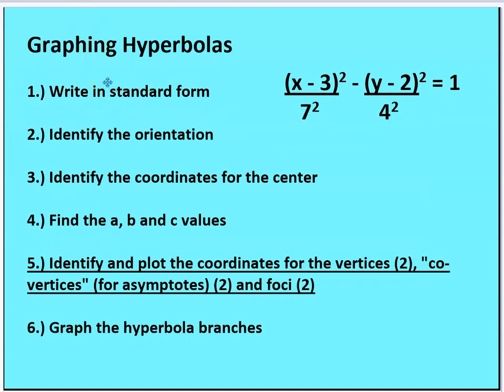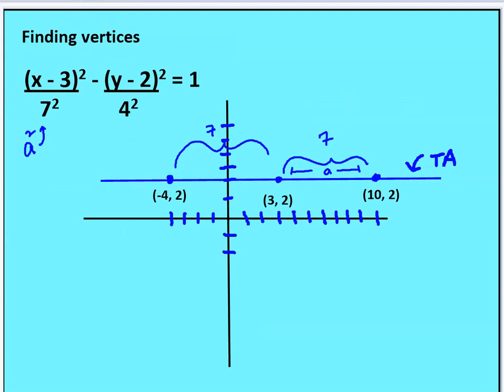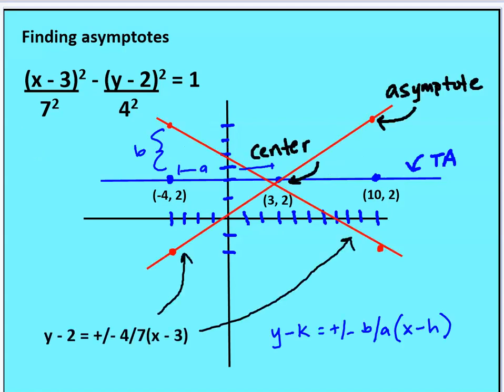All right, so next I'm going to identify and plot the coordinates for the vertices. I have two of them, co-vertices for the asymptotes, and then the two foci. We said a distance from the center along the transverse axis, which leaves me with 2 points, negative 4, 2, and 10, 2. Those are going to be the vertices of the two branches of the hyperbola. And then I'm going to take my b value from the vertices in a positive and negative direction vertically when I have a horizontal transverse axis. And then I'm going to use those 2 points to draw the line for the asymptotes.